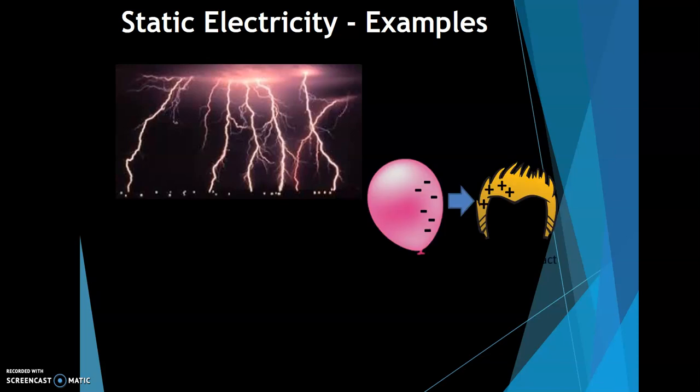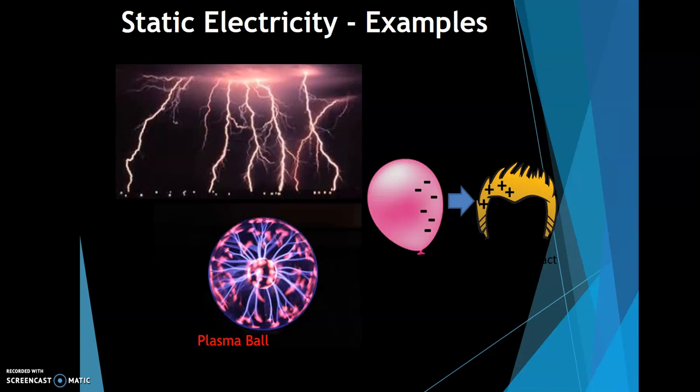Another example is the sparks or crackling sound produced due to the rubbing of hair with a nylon material or a balloon. Here is another example called a plasma ball. In the case of a plasma ball, beautiful colored patterns are produced by ionized charges that are static in nature.